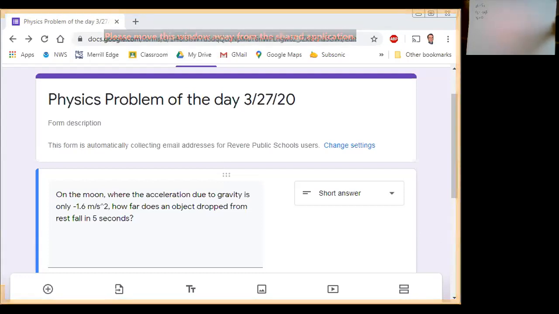And then finally, the unknown. What are we trying to find here? The distance, right? How far it falls. So our delta Y.